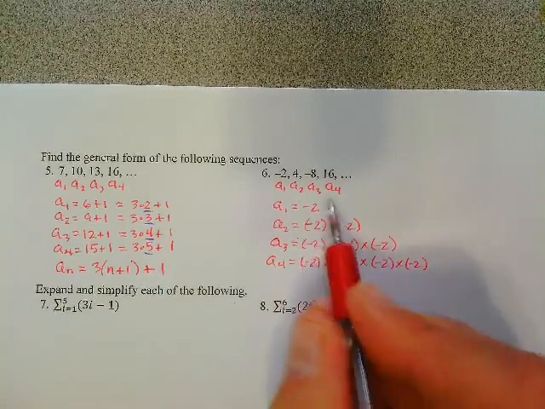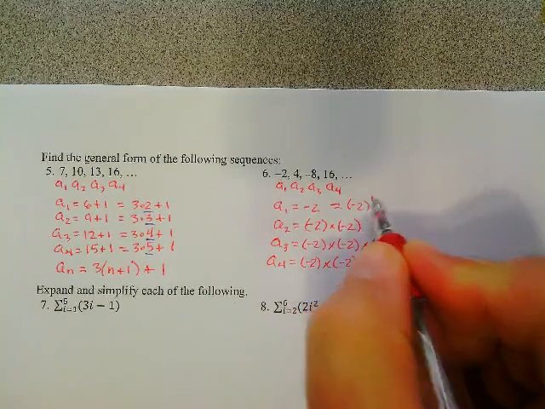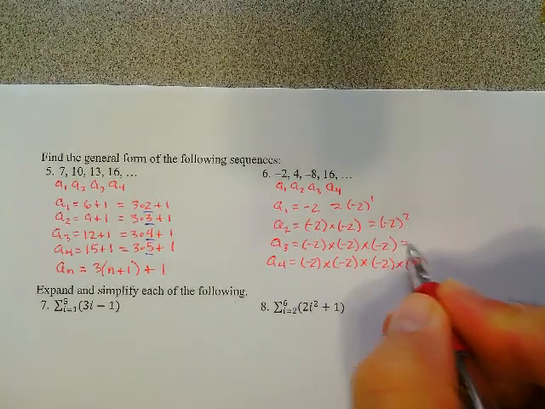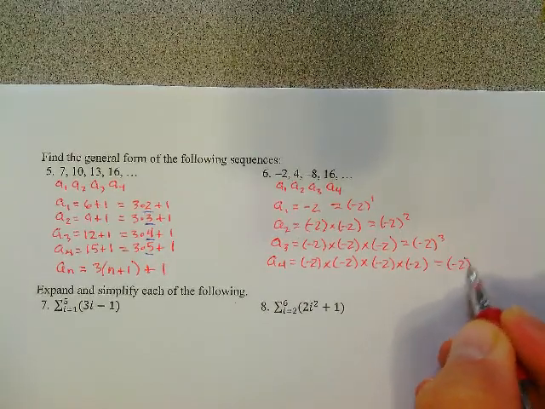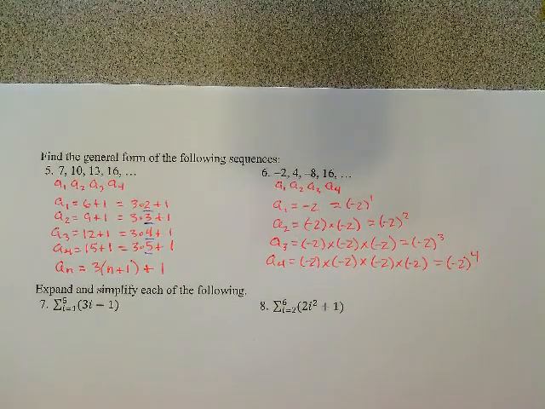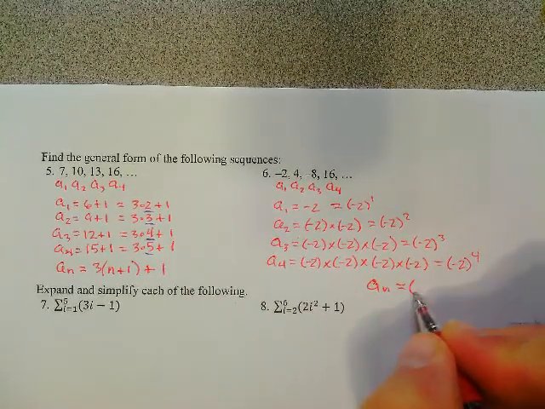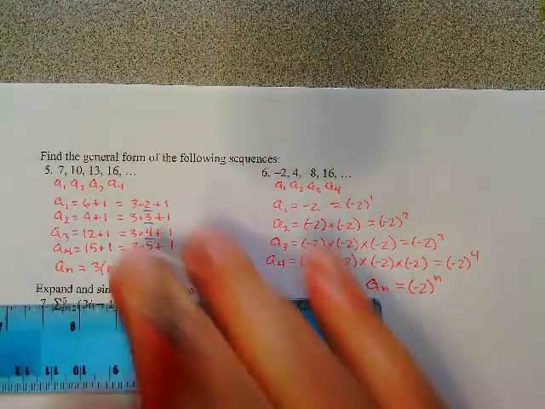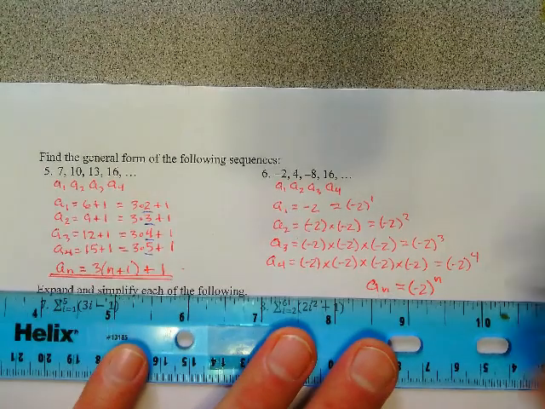So now I found a pattern between them, and I realize, well, hey, this is just negative 2 to the 1 power. This is negative 2 squared. This is negative 2 cubed, and this is negative 2 to the 4th power. And so now there's my numbers, 1, 2, 3, 4, and I can set up a_n. The nth term is negative 2 to the n. And so I have my general form.